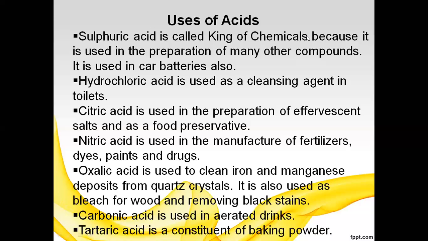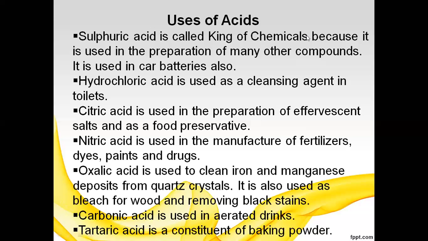Next one is citric acid. Citric acid is a food preservative and is also used in the preparation of phosphorus salt. The next one is nitric acid. Nitric acid is used in the manufacture of fertilizers, dyes, paints and drugs. So which acid do we use for all of these? Nitric acid is used.